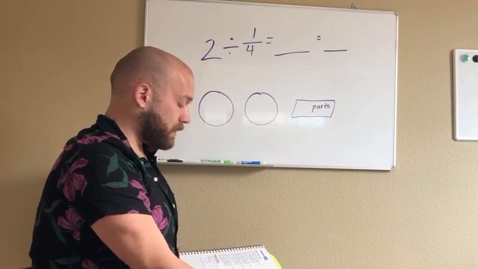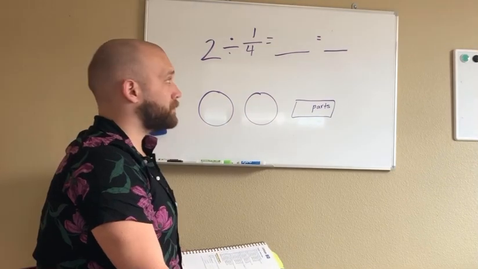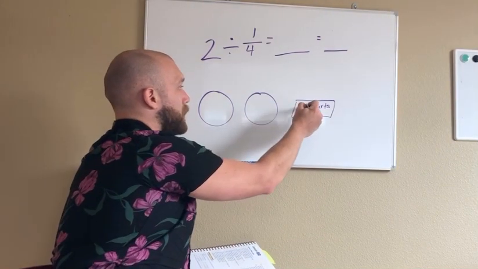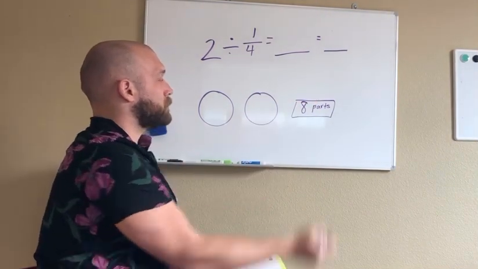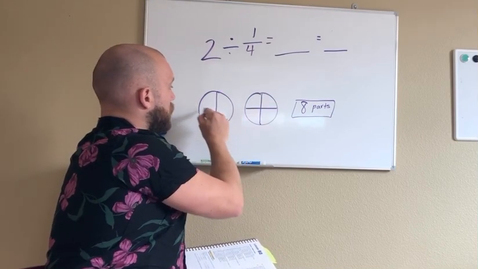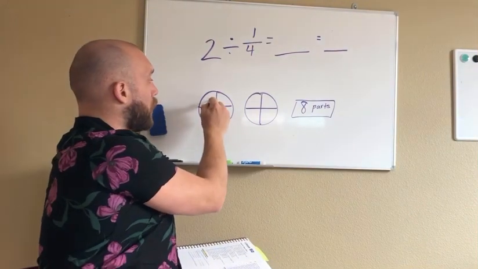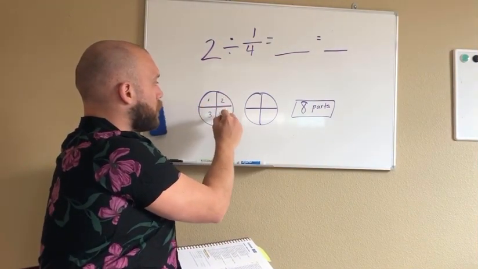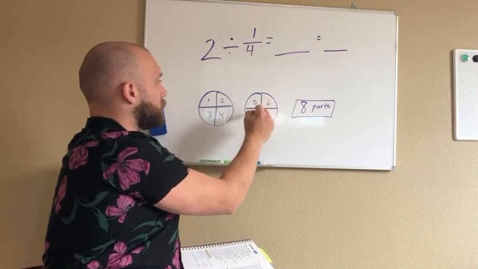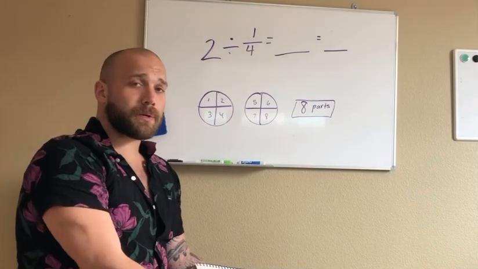So 2 divided by 1/4, what's the answer? 8. 8 parts. So you know this is going to be in fourths. How many fourths are in these circles? 1, 2, 3, 4, 5, 6, 7, 8. 8 parts. The rest I want you to do on your own.